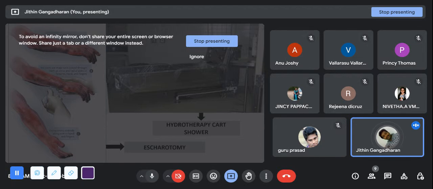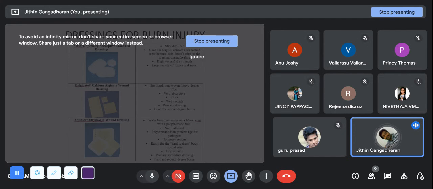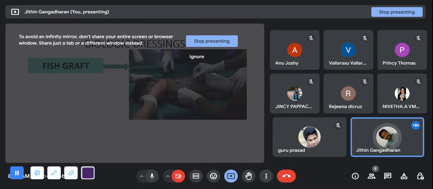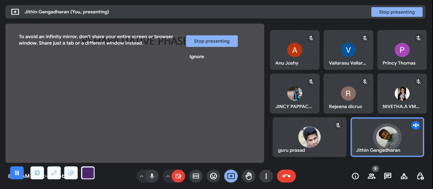Escharotomy: if there is ash, we'll remove that ash. Dressing for the burns. We won't use gauze pieces because they may get attached to the wound. So for wound dressing, absorbent hydrogels are what we use. For biological dressings, fish graft can be used if there is a burn. We can also use amniotic membrane.